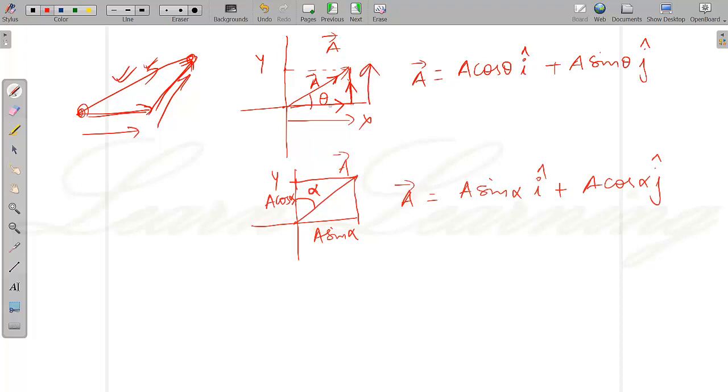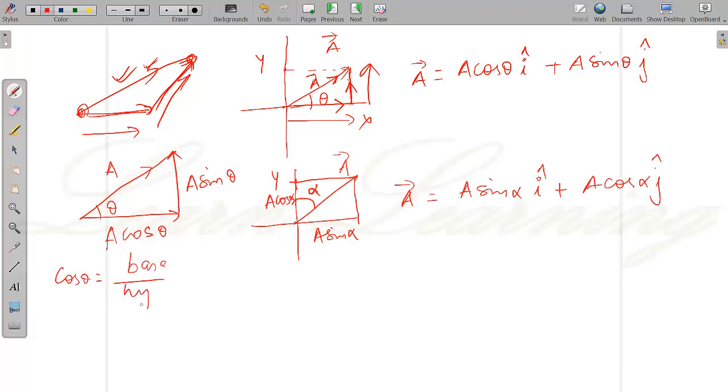So what will this vector be? If you see in a right angle triangle, if this is A and this angle is theta, you can find that this is A cos theta and this is A sin theta, right? Now, cos theta is equal to base by hypotenuse and sin theta is equal to perpendicular by hypotenuse. With this relation, if the hypotenuse is A, the base side will be A cos theta and the perpendicular side will be A sin theta.